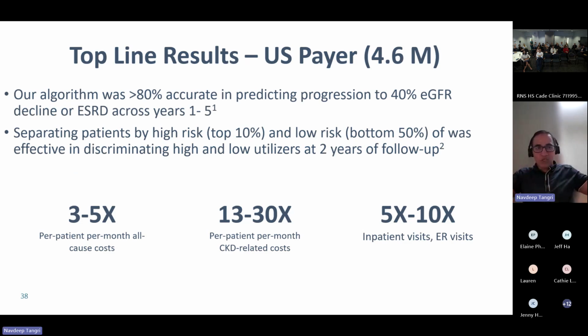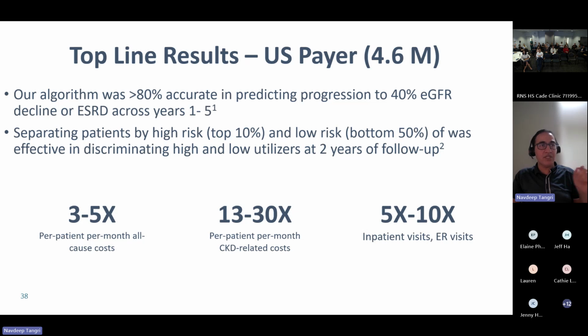Okay, zooming out even bigger. So we did 1.1 million people. We showed 10-year data. We talked about progression risk. What about costs? So this is data from 4.6 million people in the US looking at, does the algorithm predict costs of care? So it turns out it does.